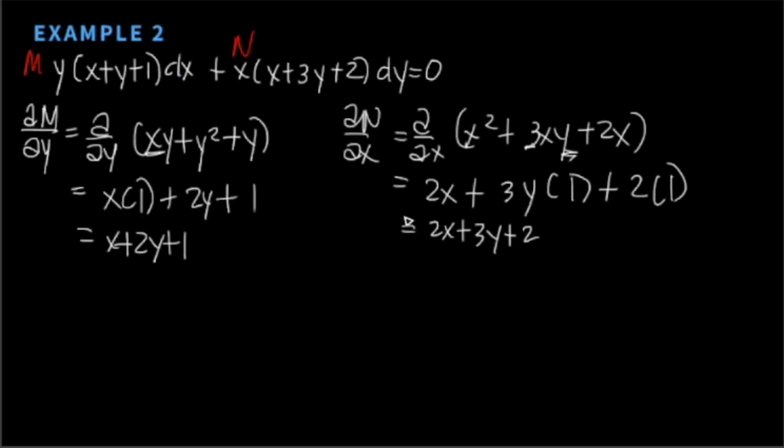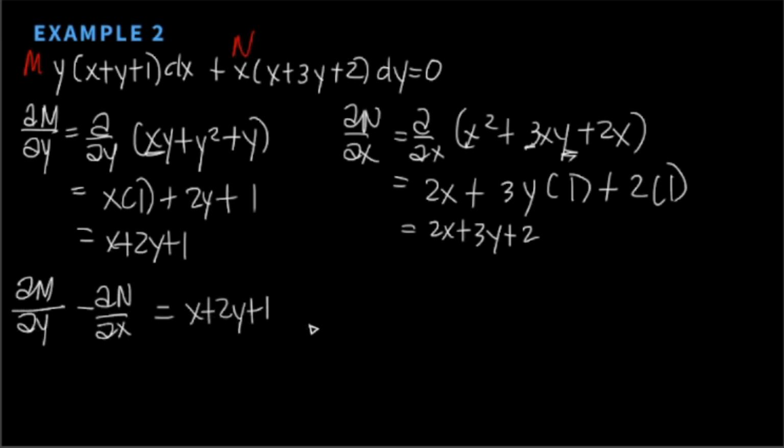Kasi kung mapapansin natin, hindi exact yung dalawa. So, hanapin natin yung dM over dy minus dN over dx. So, copy natin to. X plus 2y plus 1 minus dN over dx is ito, 2x plus 3y plus 2.